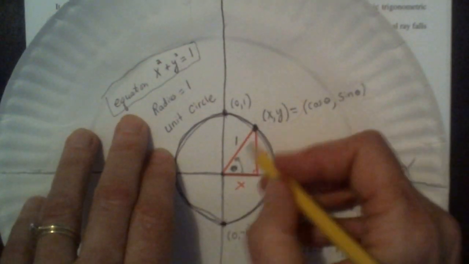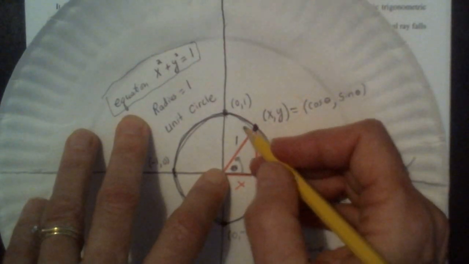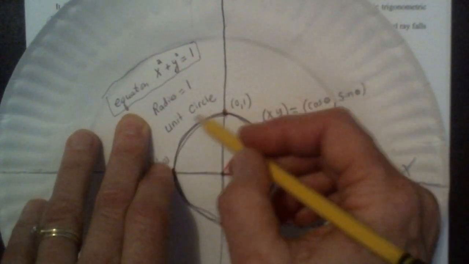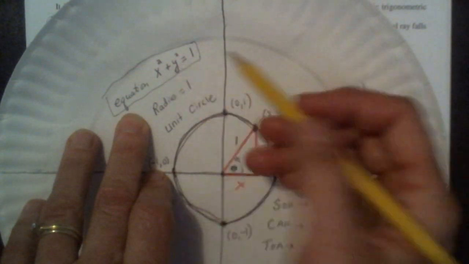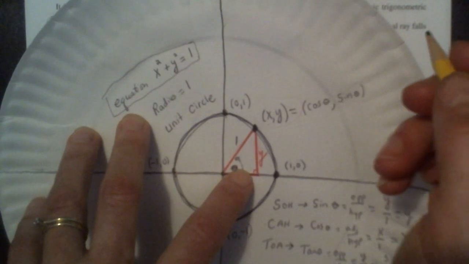The equation of any circle with the center at the origin is x squared plus y squared equals r squared. And since this is a unit circle with a radius equal to 1, the equation of this unit circle is x squared plus y squared equals 1. Well, we're going to take a point that's not on the unit circle today.